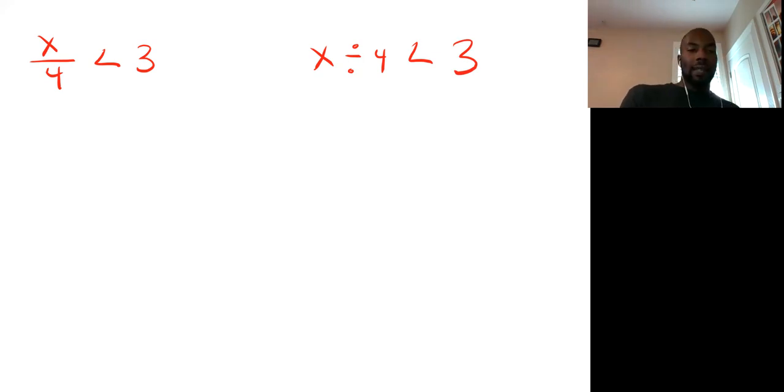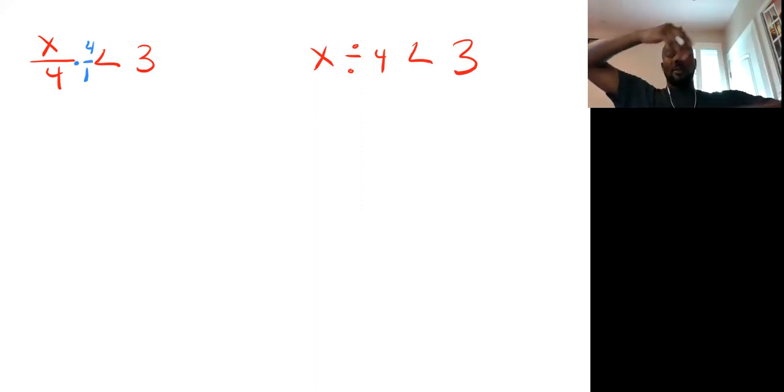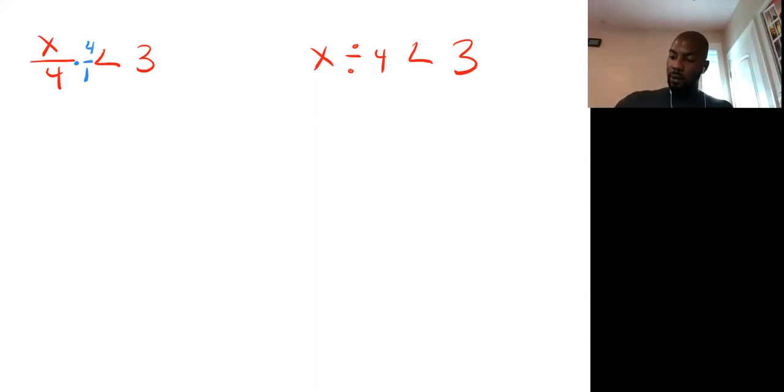So now I need to get the x by itself. I need to isolate the variable. To do that, I need to do the opposite or the inverse operation of what's going on. What's going on here is a division, x divided by 4. So if I'm doing this first one, I'm going to multiply by the reciprocal, which is 4 over 1. You flip the fraction. What I do to one side, I must do the other.